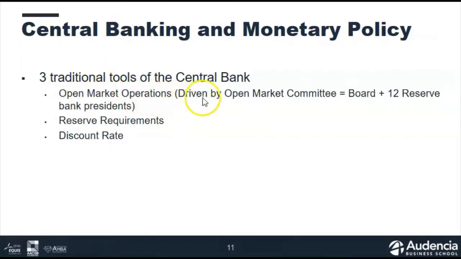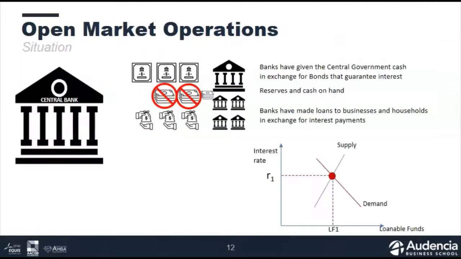And for the Fed, these are decided by what we call the Open Market Committee. That's the board plus the 12 Reserve Bank presidents. They work together to define this open market operation. We also have reserve requirements. We mentioned what reserve requirements are. So the banks need to maintain a certain amount of money on hand to cover demand deposits, and those are reserve requirements. And a little thing called the discount rate. So let's take a look and see what all these are.